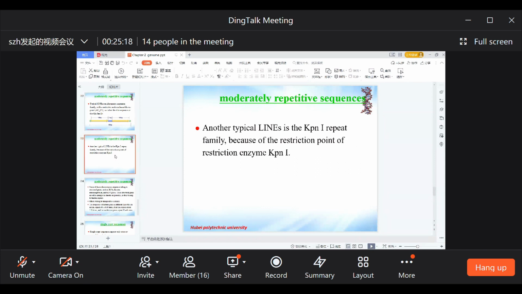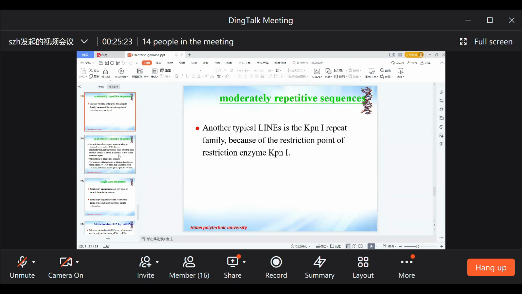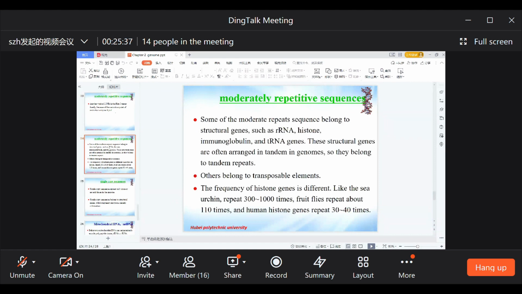Another one, the KPN1 sequence. You can see this sequence is cleaved, similar to ALU, and produces a certain length of sequence. And second, for the moderately repetitive sequence, what kind of function does it have?